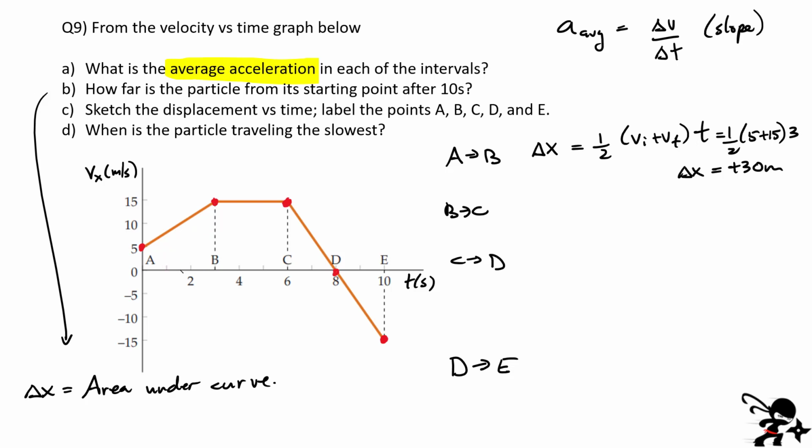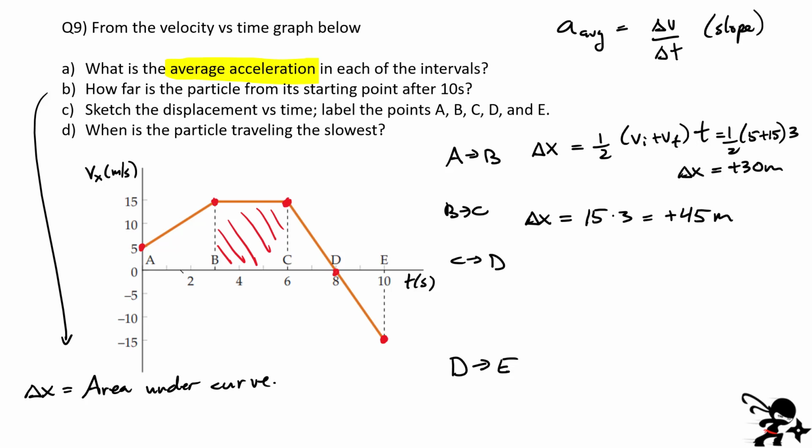The second one is more straightforward. It's just a rectangle, right? If I'm looking for the displacement going from B to C, the area under the curve is simply going to be 15. That's the height multiplied by the width, which is again 1, 2, 3 units. So at the end here, you get a little bit more displacement. You get 45 meters for this section.